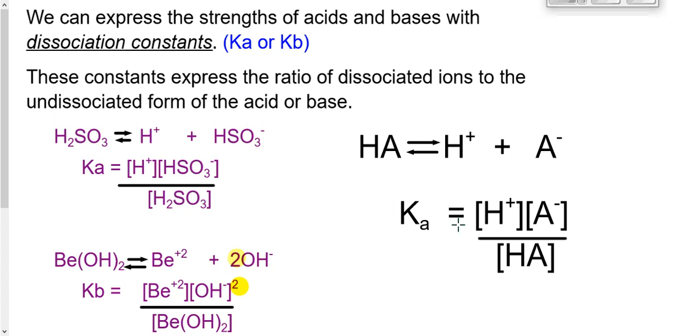Ka then would be the concentration of my hydrogen ion times the concentration of the remaining anion over the concentration of the acid, H times A over HA. Unfortunately, we have no such cheater formula for bases. For bases, you'll always have to look at the ratio that the ions dissociate to.